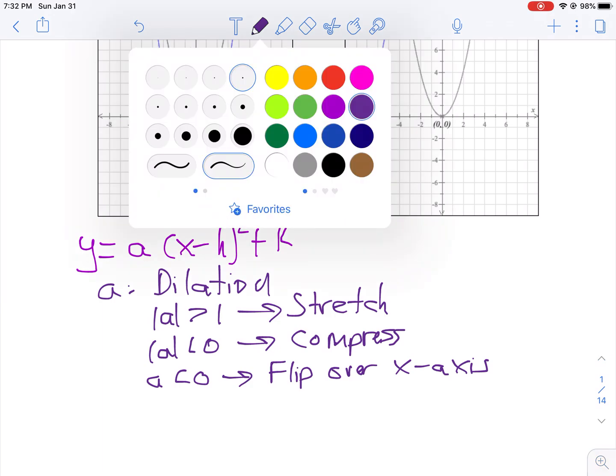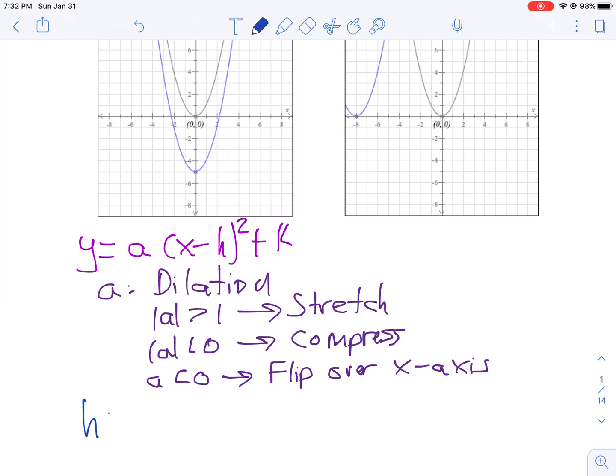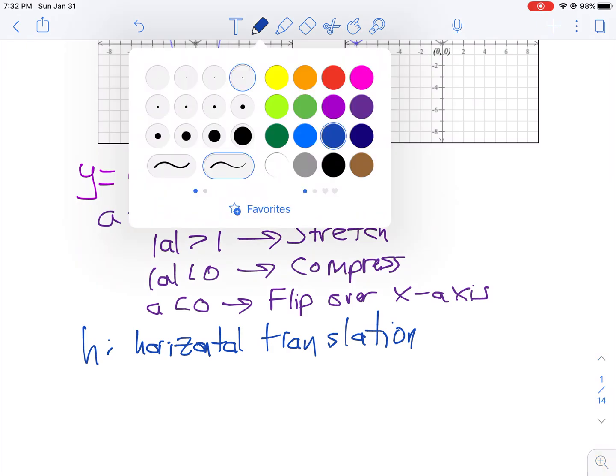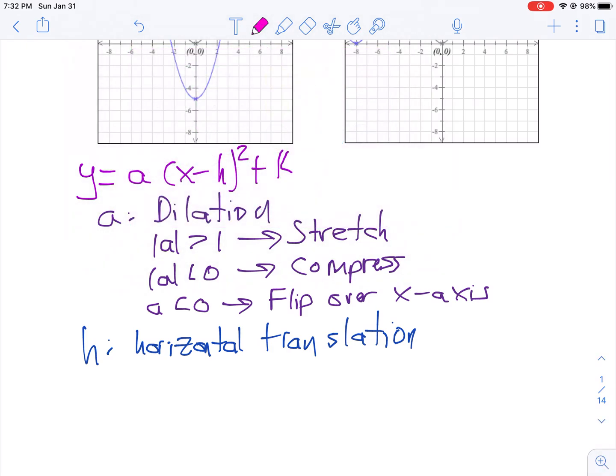If we take a look at the value of h, h is the horizontal translation. Notice it's x minus h, so it's always going to be kind of backwards. If I say x minus 5, you're going to translate it 5 units to the right. If I have x plus 5, you're going to translate it to the left. And then finally, the value of k, that's your vertical translation. You're going to move your parabola up and down.